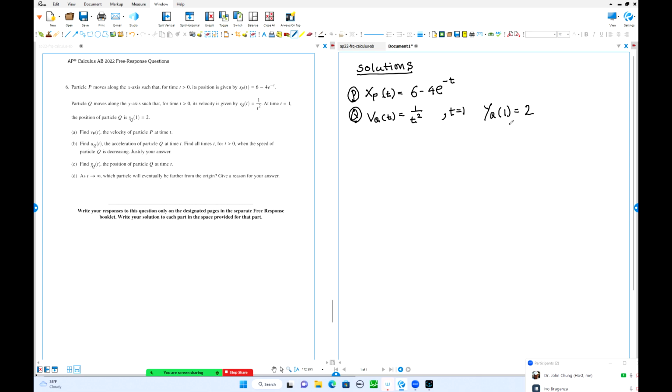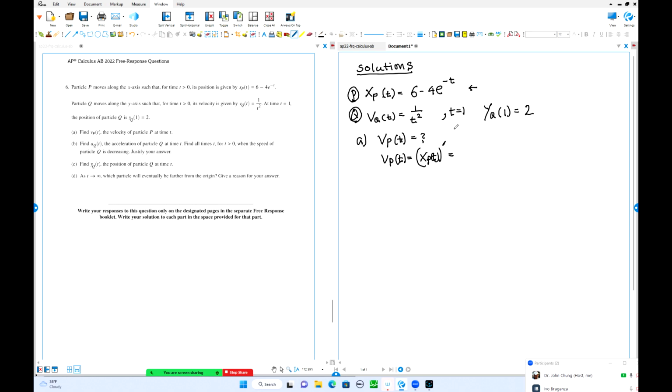All right, from part A, find the velocity of particle P at time t. That's the first one. Velocity of particle P is what? A derivative of the position function. That's right. Velocity of particle P at time t equals the derivative of the position function. Are you okay with this?